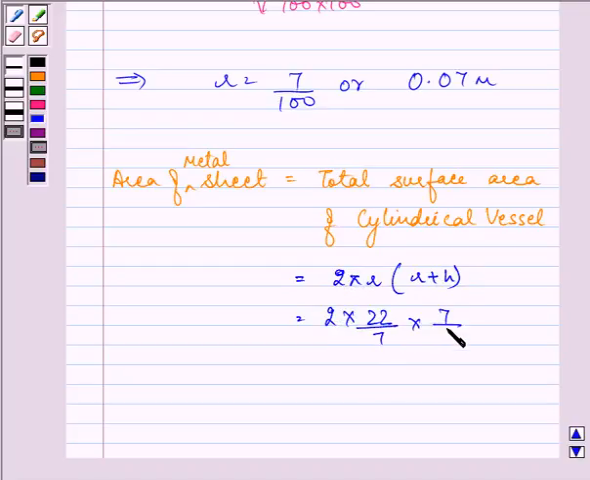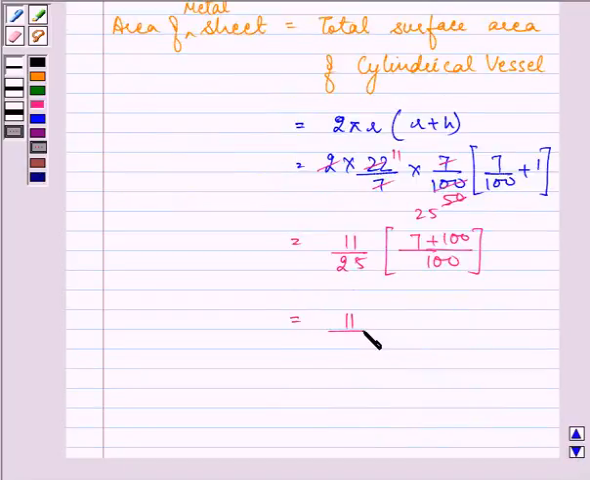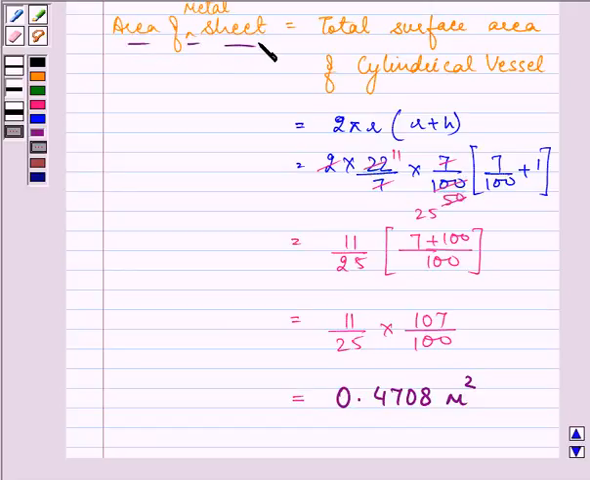R is found out to be 7 by 100. So 7 by 100 plus h, that is the height of the cylinder, is 1. So we have 11 by 25 getting multiplied by 7, taking 100 as the LCM. So this is further equal to 0.4708 meter square. This is the area of the sheet and our required answer for this session.